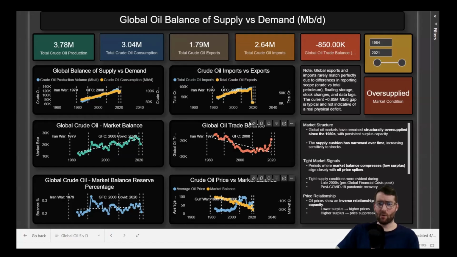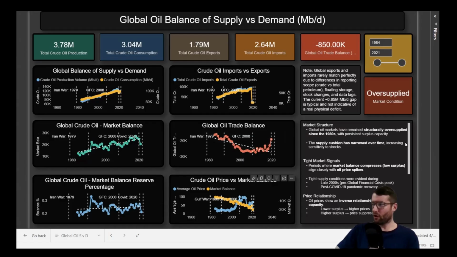Stepping back, the key takeaway is this: the oil market may appear oversupplied on the surface, but the real driver of price is how tight that surplus becomes over time. Right now, that buffer is much smaller than it was historically. So why does this matter? The real implications are that cost volatility increases, pricing becomes more sensitive to shocks, and risk management becomes more critical. The tighter the system, the higher the stakes.